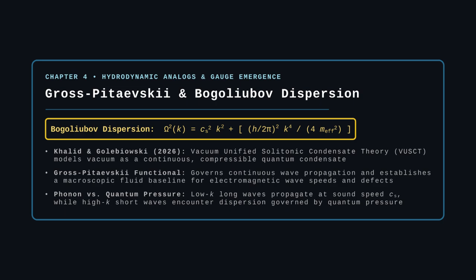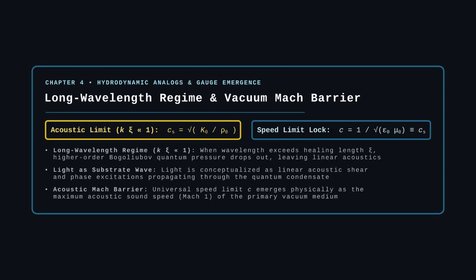Omega squared of k equals c sub s squared times k squared, plus h bar squared times k to the fourth power, divided by 4 times m effective squared. In the long wavelength acoustic regime, where k times ξ is much less than 1, and ξ represents the healing length, higher-order dispersion terms vanish, locking linear wave propagation to the acoustic sound speed, c sub s, which equals the square root of bulk modulus K0 divided by density, ρ0.